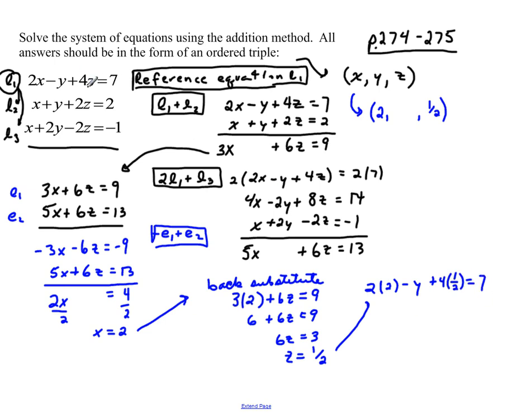Now, we could have picked any one of the three original equations, whichever one was most convenient. This is going to turn into 4 minus y plus 2 equals 7, which is to say 6 minus y is equal to 7. So I'm going to subtract 6 from both sides to get negative y is equal to 1, which means that y would have to equal negative 1 to make this true. And so our ordered triple is (2, negative 1, 1/2) in this example.